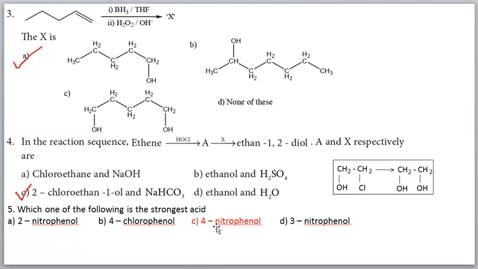Nitro also, you see, here three options are there: A, C and D. Among these three, which one is correct? Okay. 3 is impossible because 3 means meta position. Meta position means the effect is very less. Okay. So ortho or para, that is the correct one. This is ortho, this is para.